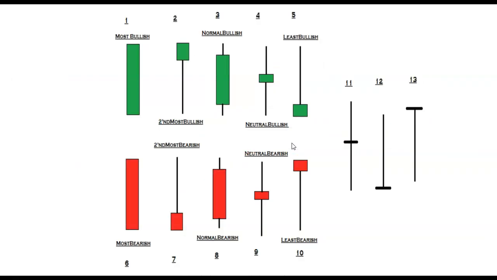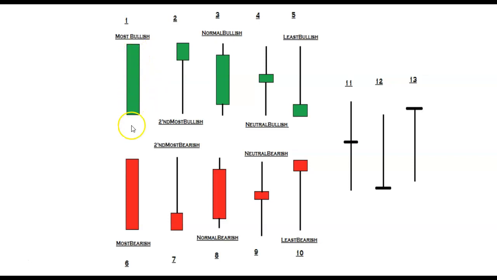Now, there are names for certain types of candles. I'm going to start here at the top. This candle here, where it opened here and it shot straight up and closed here, is the most bullish candle that you can see. If you see a candle like that on any time frame, I'm talking about a real move, nothing tiny, that's a strong bullish signal.